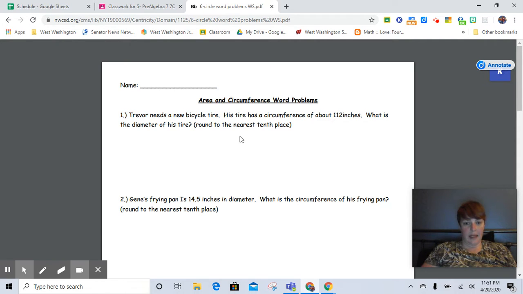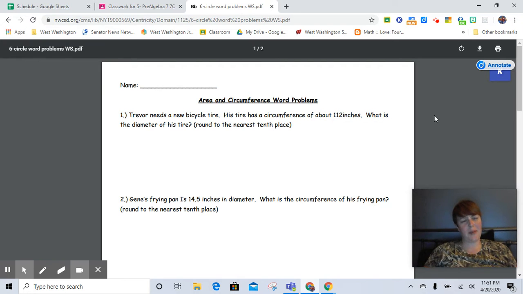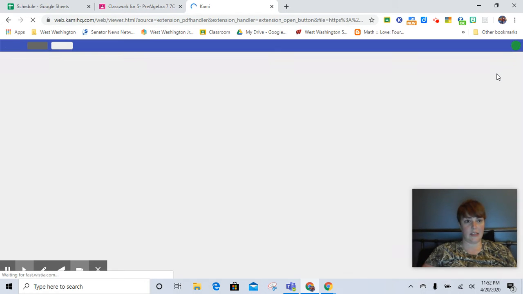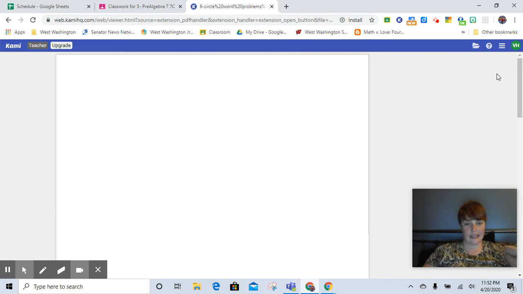Again, whenever you open up Cami, which this is not currently in Cami, a lot of people have been trying to submit this directly from Cami. What you need to do is save it to your drive and then attach it from your drive to the Google Classroom assignment portal, and then that'll be fine. Let's see how this works. Yes, it's going to work.